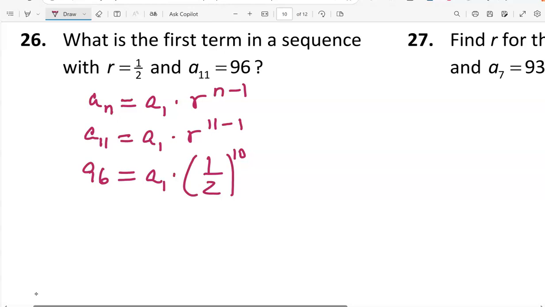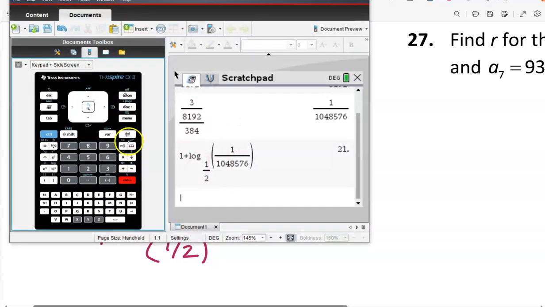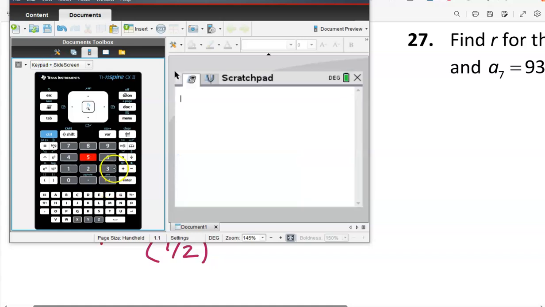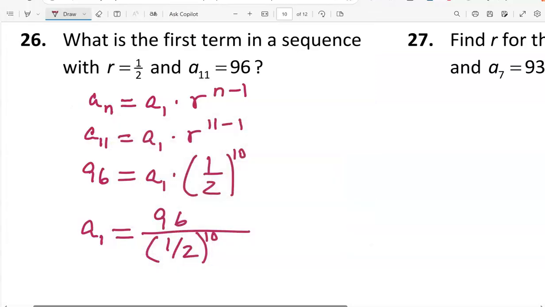So if we want to do this computationally and let the calculator do some of the computations, we can just enter 96 divided by 1/2 raised to the 10th power. So on your calculator, 96 divided by, parentheses here for your fraction, 1/2, and then go outside the parentheses, raised to the 10th power, and that's 98,304.